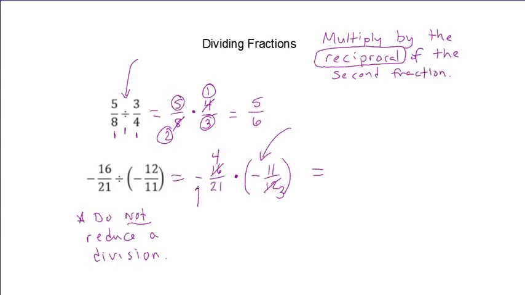I have a negative times a negative. That's going to be a positive result. I don't write a plus sign. I'm just going to assume. And then I have 4 times 11 is 44. And then 21 times 3 is 63. All right, I'm going to fast forward to the next slide.